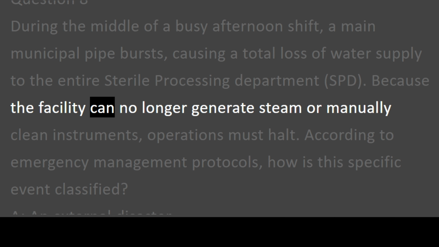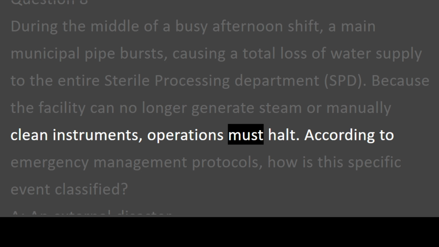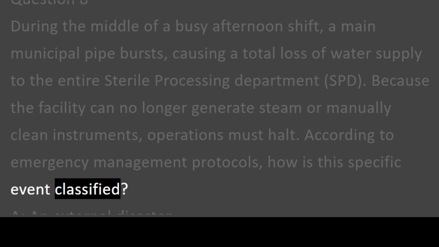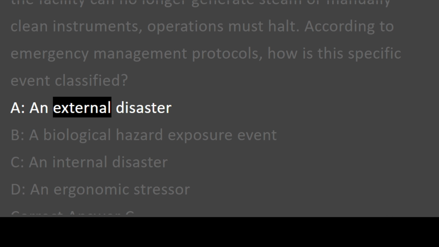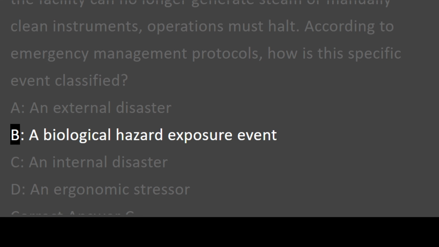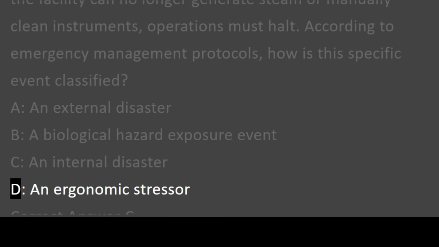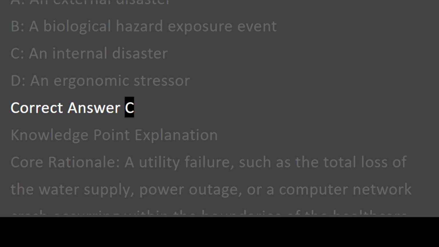Because the facility can no longer generate steam or manually clean instruments, operations must halt. According to emergency management protocols, how is this specific event classified? A. An external disaster. B. A biological hazard exposure event. C. An internal disaster. D. An ergonomic stressor. Correct answer C.